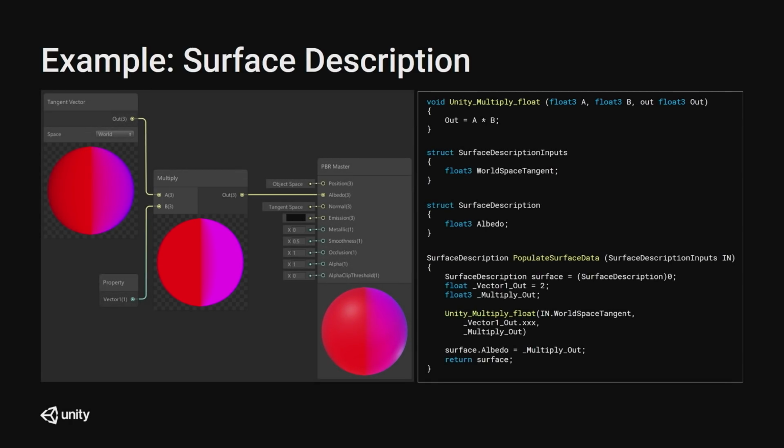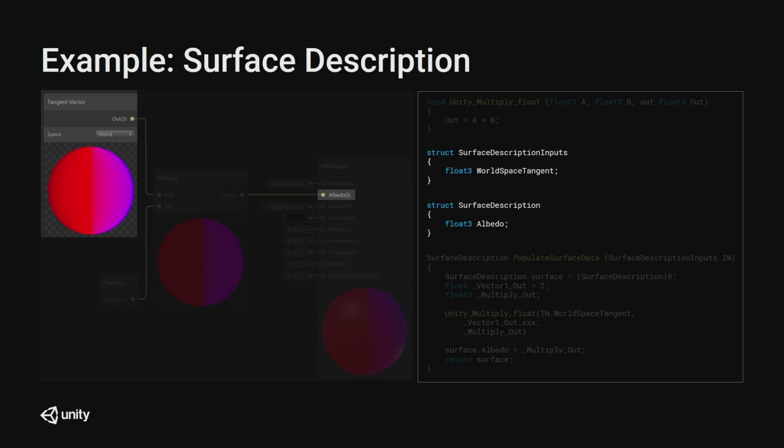The next thing that we need to do is to define the input and output data structures for the surface shaders. The input structure typically contains mesh data. In this particular case here, the world space tangent is a requirement and accordingly is present in the description input data structure. The output data structure has the albedo defined because it corresponds to one of the master node slots. All the other master node slots would also normally appear here, which I've omitted for the purpose of simplicity.